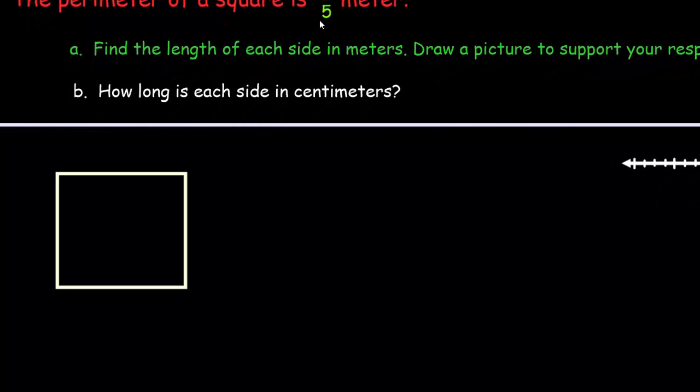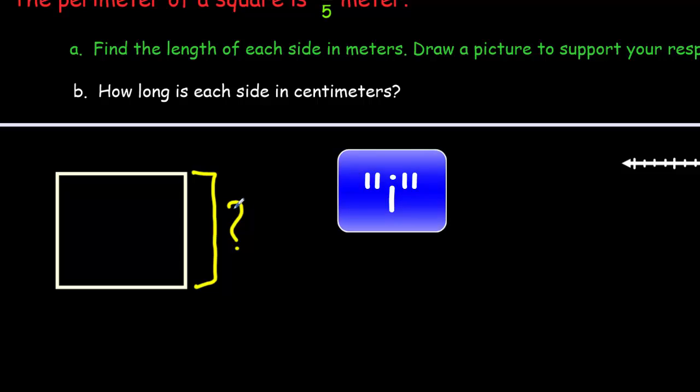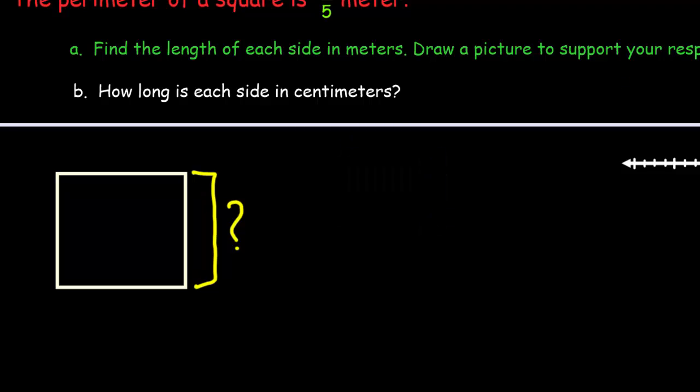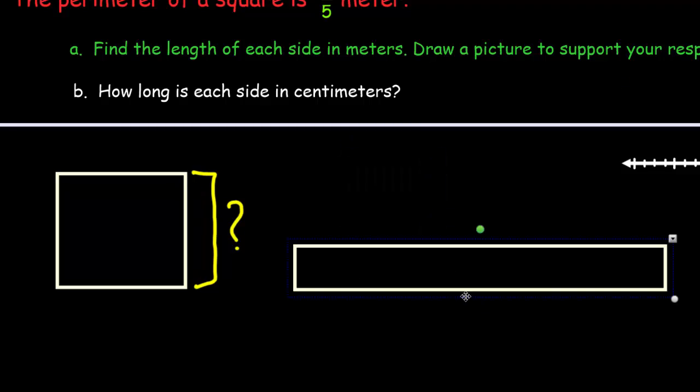Well, we understand that the perimeter is 1/5 meter. That's helpful. It doesn't give us each side length in meters. So it's this one side here that I don't know what the measurement is, and that's what we need to find out. Well, let's think about some things that we do know. We know that the perimeter of the square is 1/5 meter. So that's something that's important. That's going to help us.